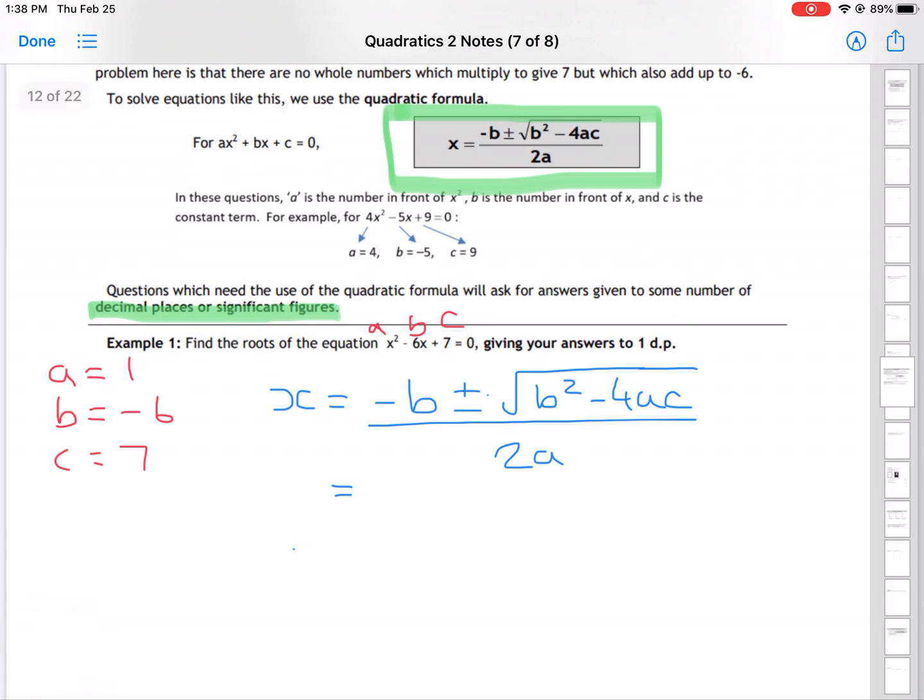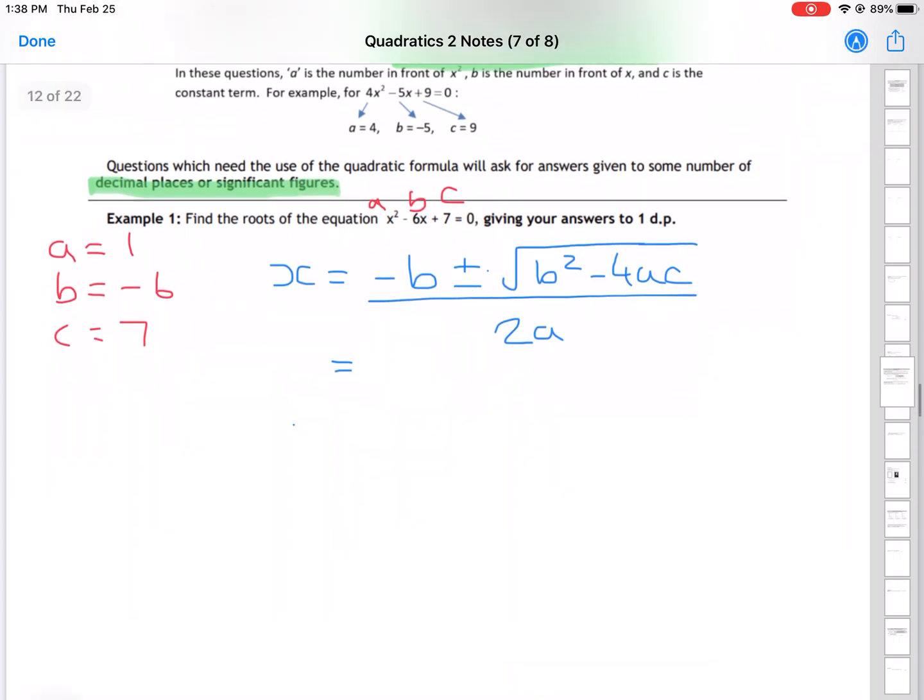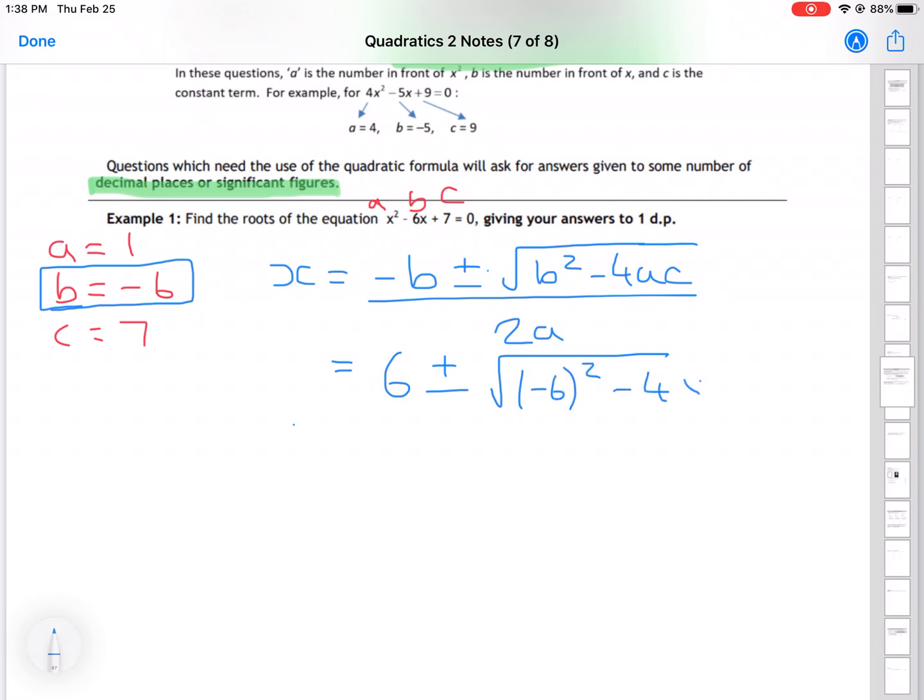But for this one, we have to substitute in the numbers on the left hand side. So -b is negative whatever your number is for b. My number for b is -6. Negative -6 is +6. So I replaced -b with +6. b squared is -6 squared, minus 4 times a, which is 1, times c, which is 7. That is all over 2 times 1. So that's our substitution step.